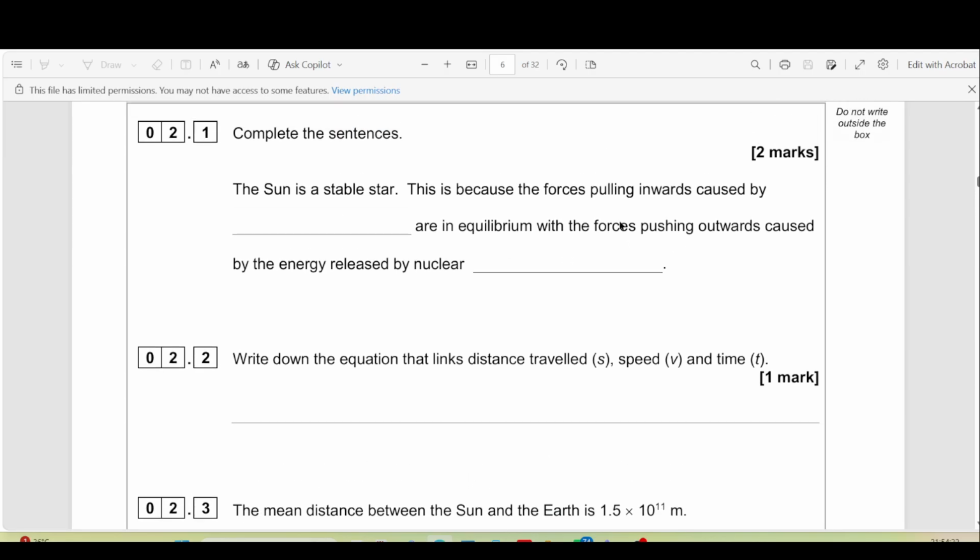The sun is a stable star. This is because the force pulling inward caused by gravity is in equilibrium with the forces pushing outward caused by the energy released by nuclear fusion.